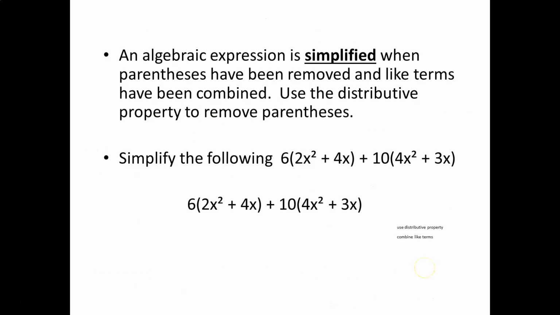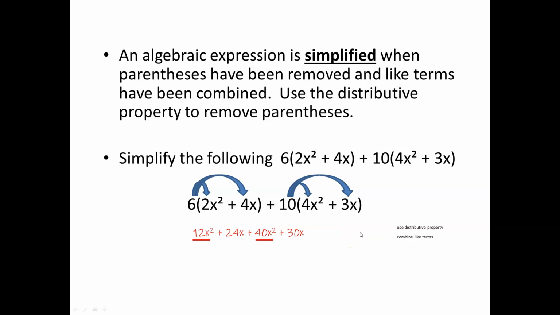An algebraic expression is simplified when parentheses have been removed and like terms have been combined. So let's use the distributive property to remove some parentheses. So we got this expression, 6 times the sum of 2x squared plus 4x, plus 10 times the sum of 4x squared plus 3x. So first we're going to use the distributive property. And we say 6 times 2x squared is 12x squared, 24x, 40x squared, plus 30x.